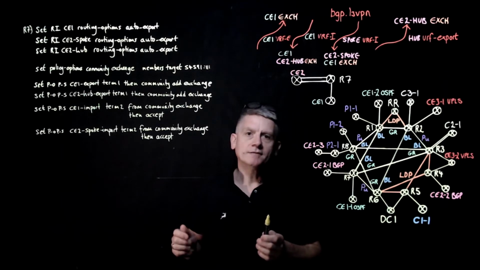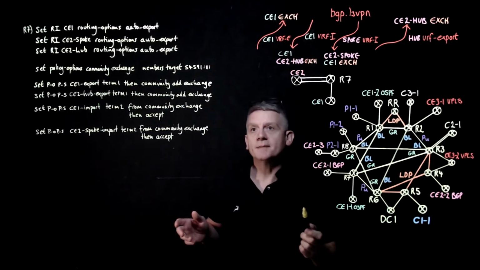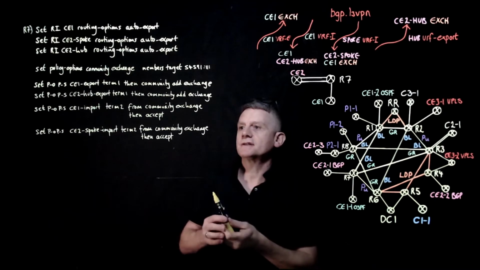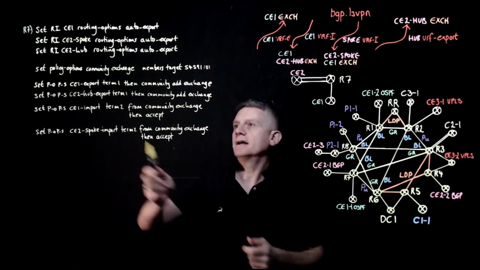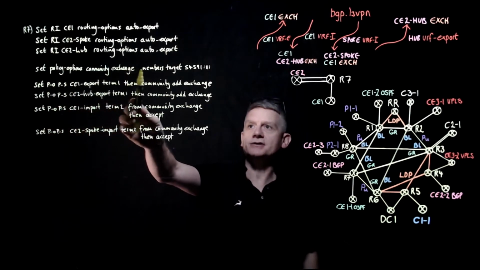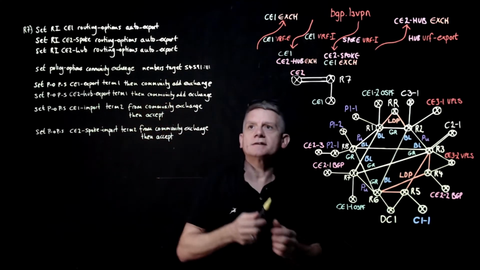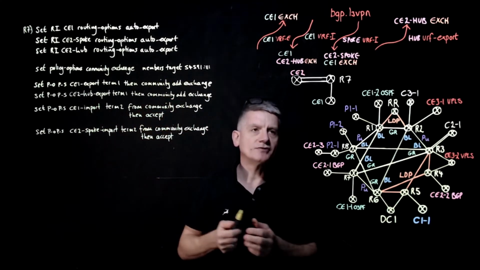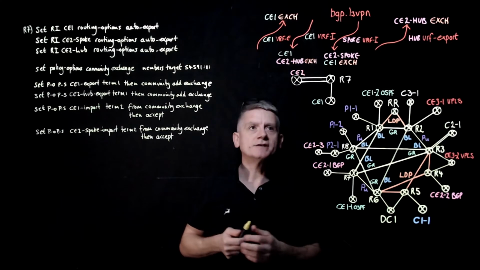So what we're going to do is we're going to have an extra community. We're going to call it exchange. So here we see it defined, set policy options, community exchange, members. It's a target, so 54591, we can have 111. We're going to have this new community exchange.